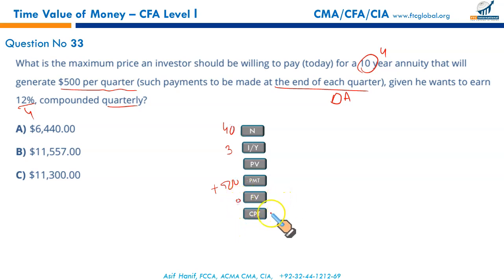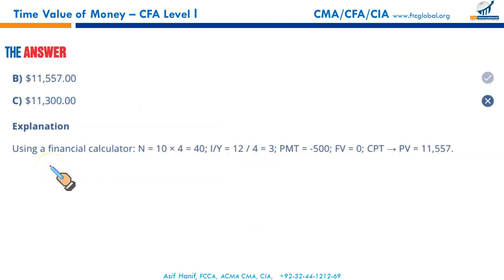Enter all these in TVM, CPT, PV, and you will get your result, and it will be negative 11,557.39. Right? 40 payments, interest rate 3 quarterly, 500 is the individual payment for 40 periods, FV 0, press CPT, PV, you get your result. That makes B the correct option. Next.